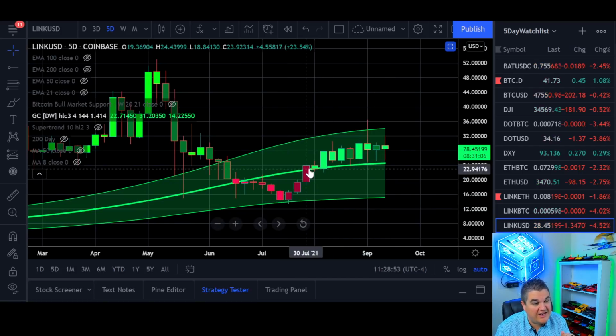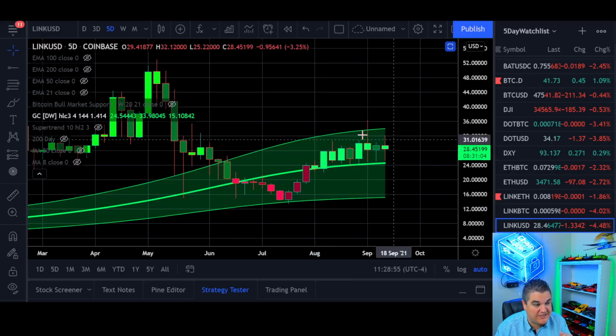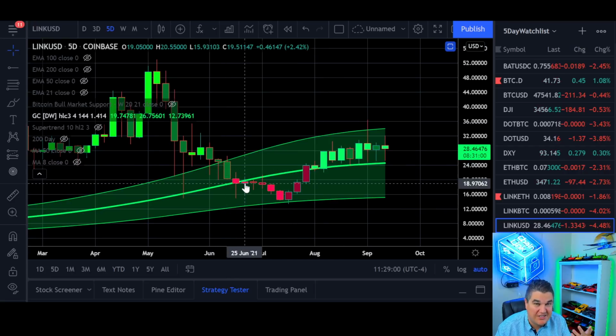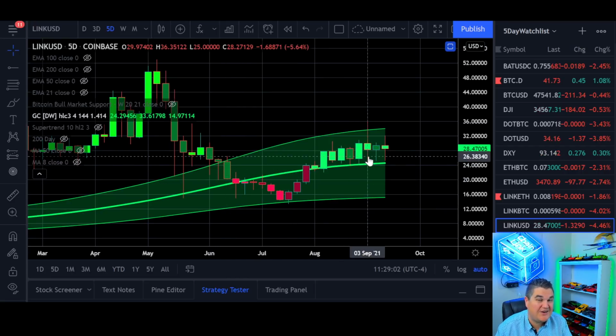But these 3 lines will act as support and resistance, as you can see here. Once you break one to the upside or downside, you're likely going to the next one. There's nothing certain in crypto but uncertainty, but you have to play the odds, right?